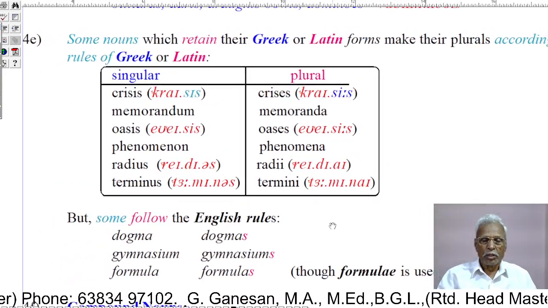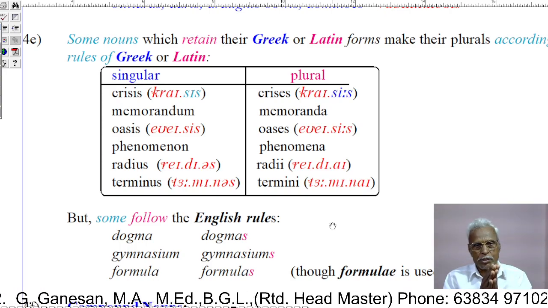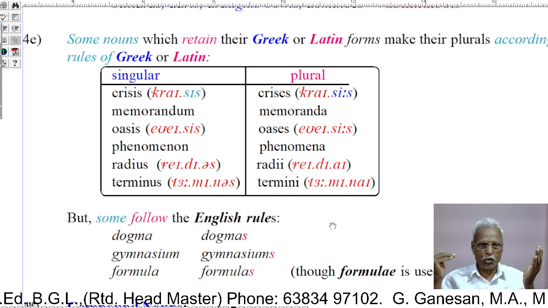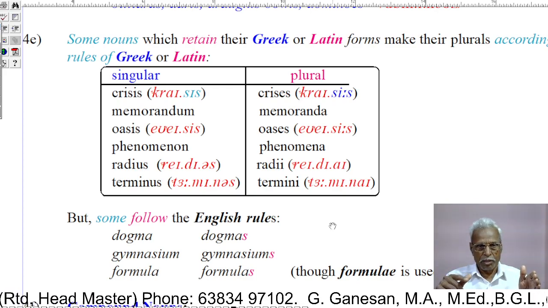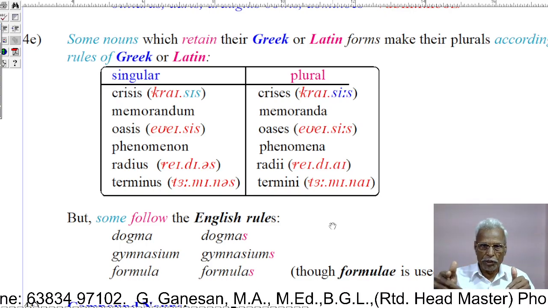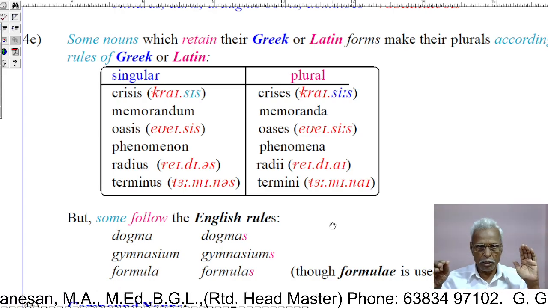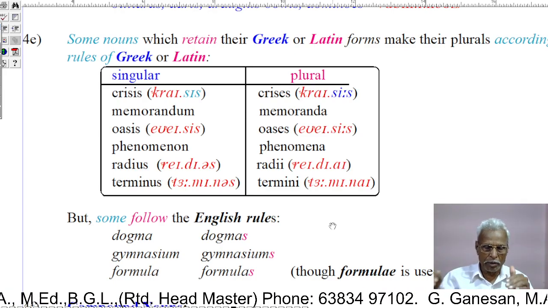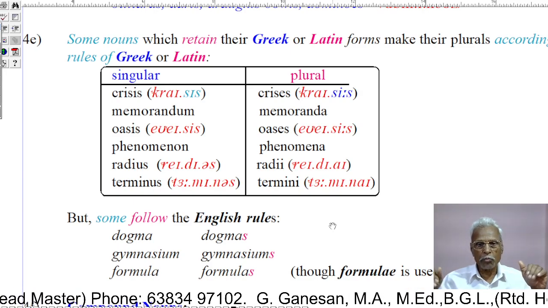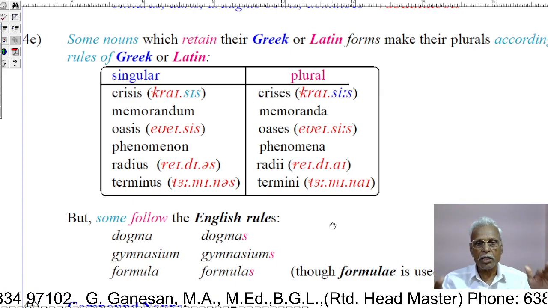See, the words borrowed from Greek or Latin form their plurals by the rules of either Greek or Latin. For some examples, crisis, plural, I is replaced by E, and it is pronounced as crises. Then memorandum, memoranda. Oasis, oases. Phenomenon, phenomena. Radius, radii. Terminus, termini.